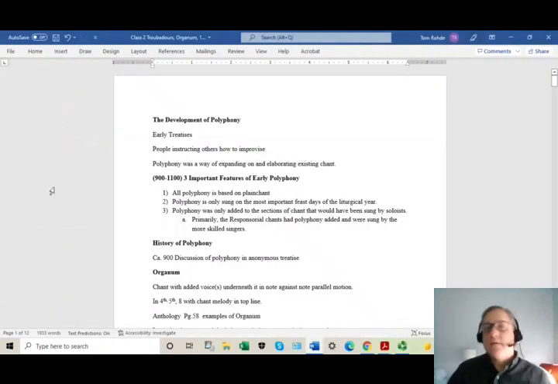Welcome to this lecture on the development of polyphony. Early polyphony can be found in treatises where there were instructions showing people how to improvise polyphony. Polyphony was a way of expanding upon existing melodies, in these cases existing chant.